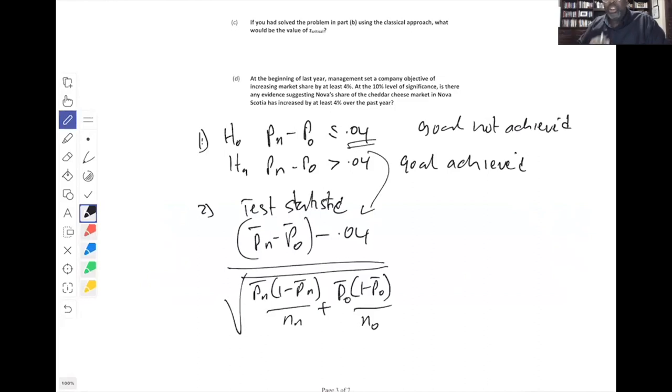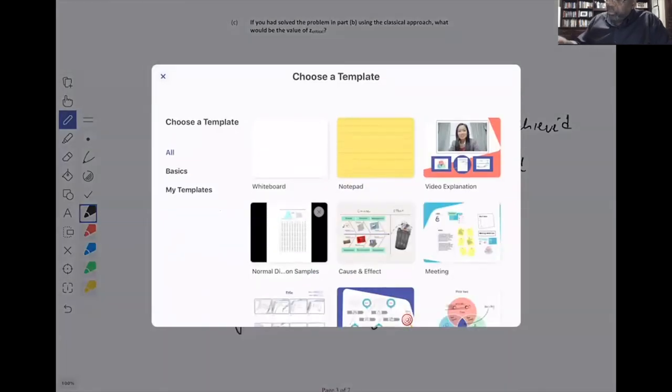Now, as you could tell from this diagram, H A, that's a directional test. That's a one-tail test, and it's over in the right tail, not the left tail. And we want to test at 10%. So let's do step three, the decision rule.